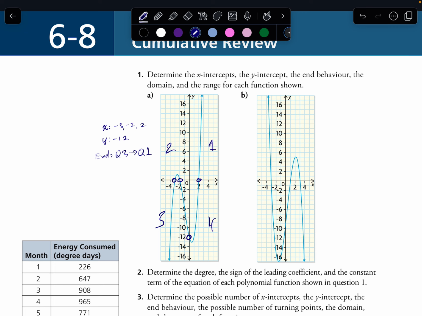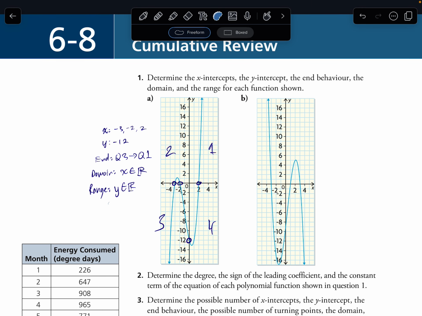And the domain is how far sideways it goes. And for a cubic, it's always going to go all the way that way and all the way that way. So it's just x is all real numbers. X is an element of real numbers. And the range obviously goes up the whole way and down the whole way. So the range is the same. Y is an element of all real numbers.